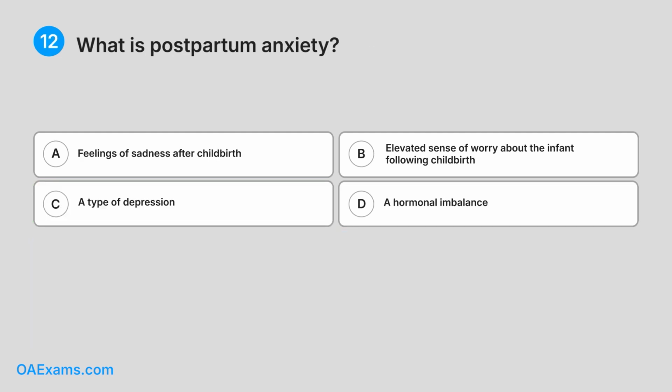12. What is postpartum anxiety? A. Feelings of sadness after childbirth. B. Elevated sense of worry about the infant following childbirth. C. A type of depression. D. A hormonal imbalance. What do you think is the answer?